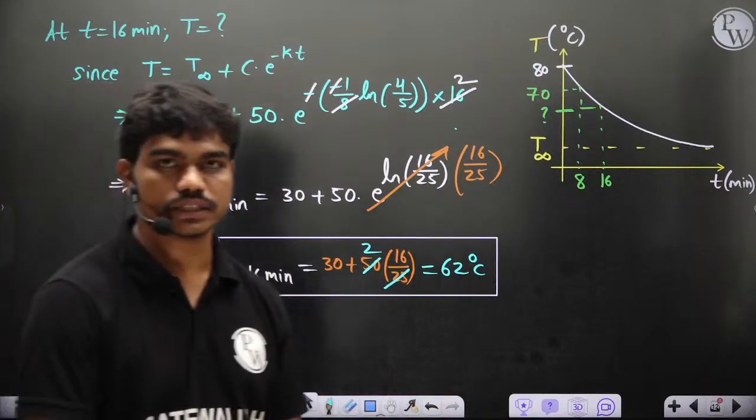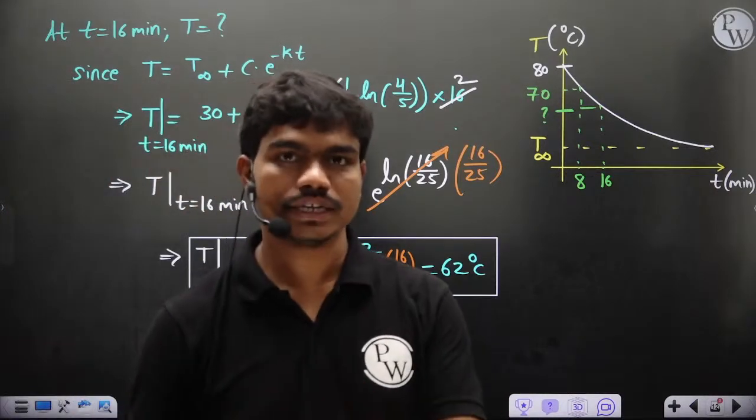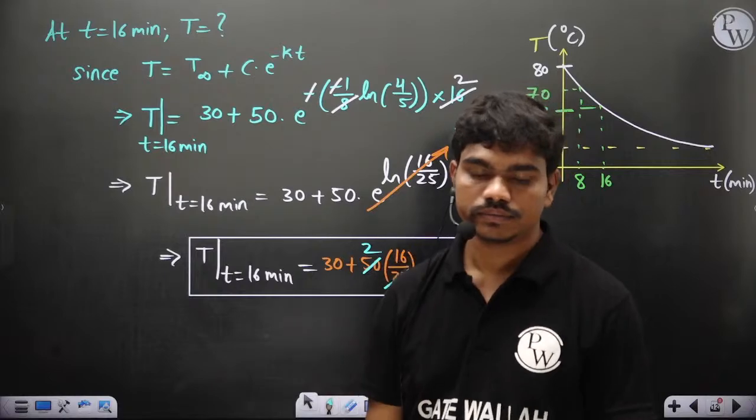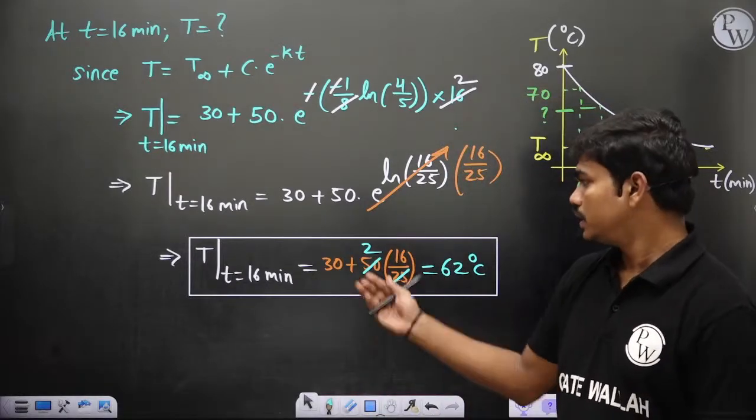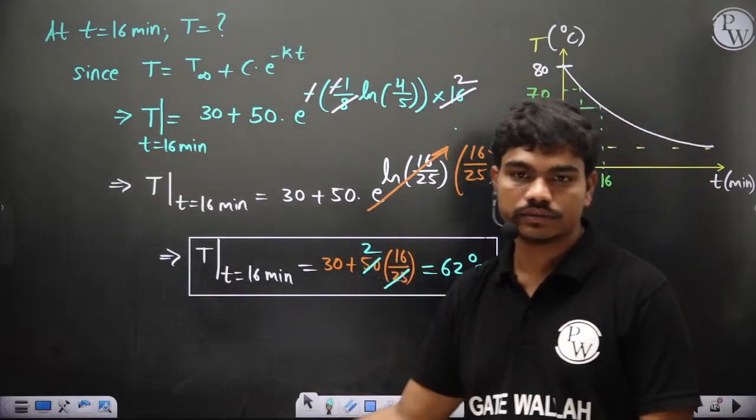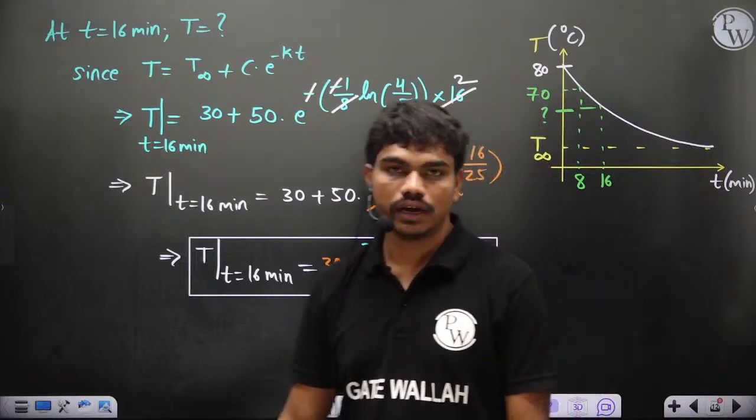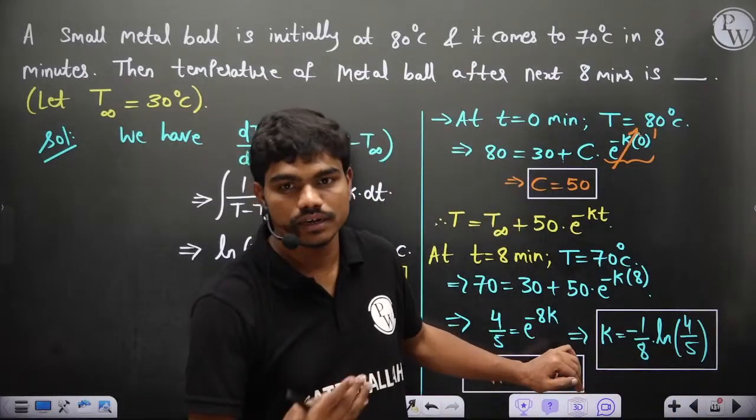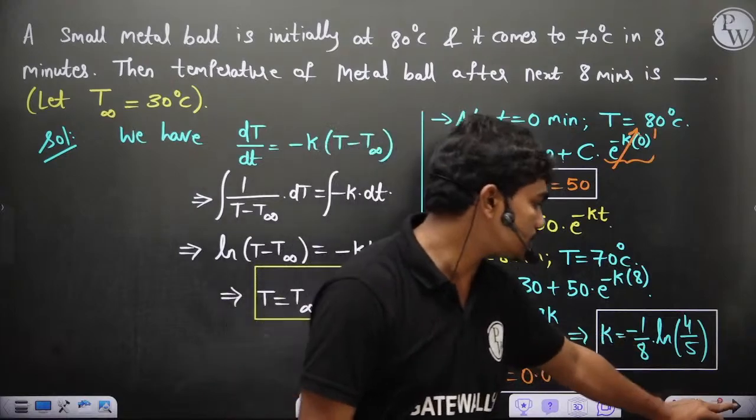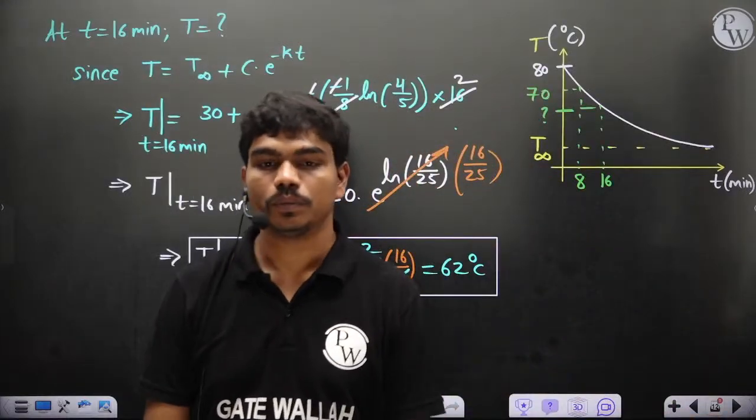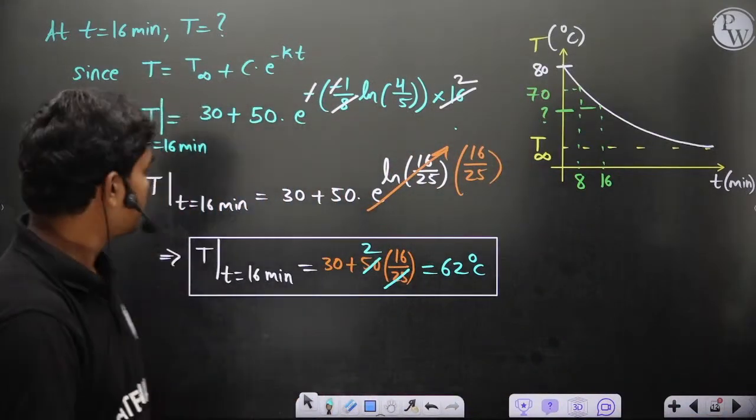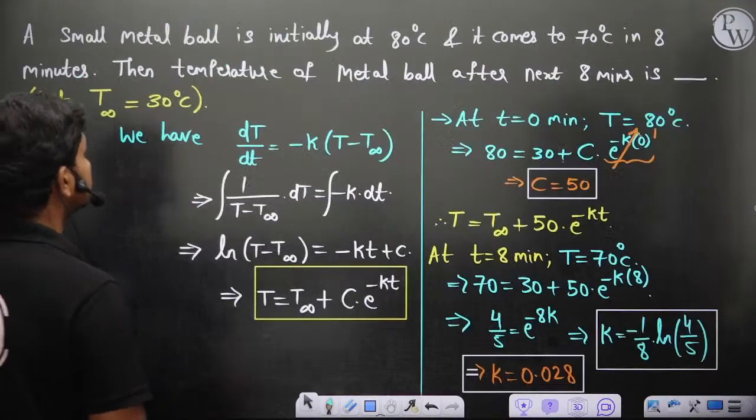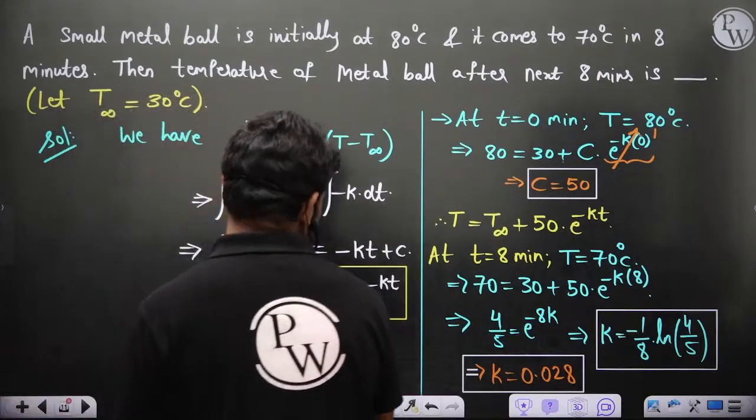The answer is more than 60. As you can see, there's only a drop of 8 degrees Celsius in the next 8 minutes. It is 62 directly because of this calculation. We did not even need a calculator; just to calculate this value we have used one, but in fact this value need not be calculated. If you directly use this, then the answer is pretty simple, 62. So this is 62 degrees Celsius.